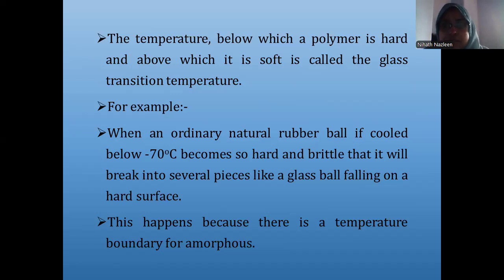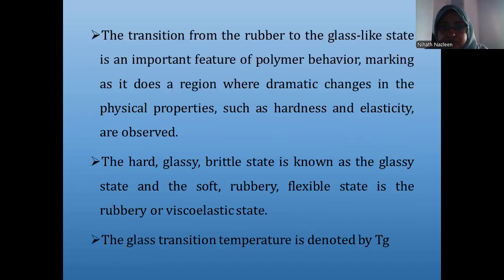Therefore, below the temperature, it will become hard, so it will break up into several pieces. This happens when it reaches the temperature boundary. Therefore, the transition from the rubber to the glass-like state is an important feature of polymer behavior, as it is a region where dramatic changes occur in physical properties such as hardness, elasticity, etc. The hard, glassy, brittle state is known as the glassy state, while the soft, rubbery and flexible state is known as the rubbery or viscoelastic state.